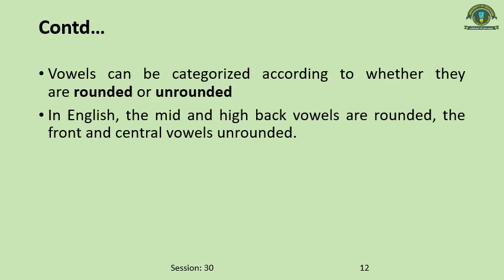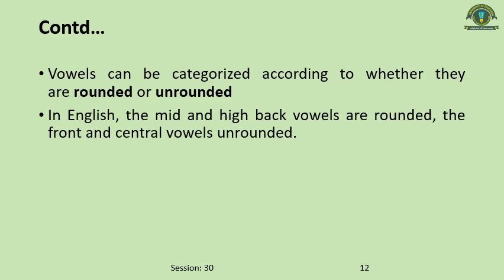And if you want to compare this sound with e, which is also a long vowel sound, it is not rounded. You can see your lips spread. So vowels can be categorized according to whether they are rounded or unrounded. Remember, in English, the mid and high back vowels are rounded. The front and central vowels are unrounded. So this is the principle you must remember, since we are talking about the phonology of English: in the English language the mid and high back vowels are rounded.